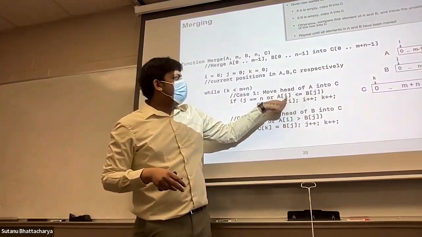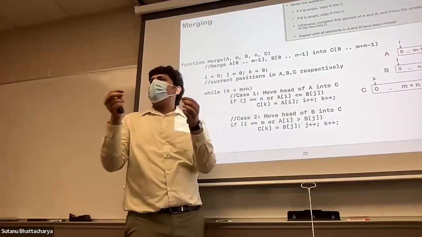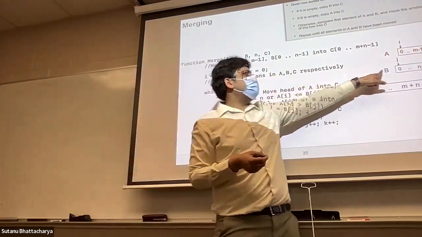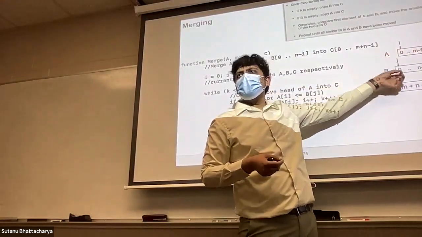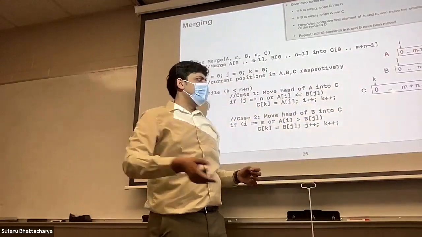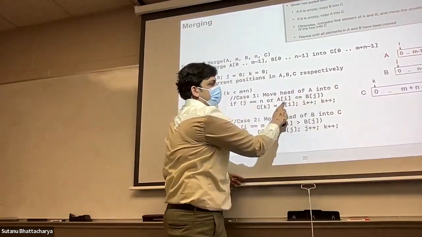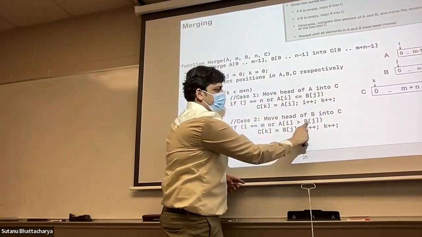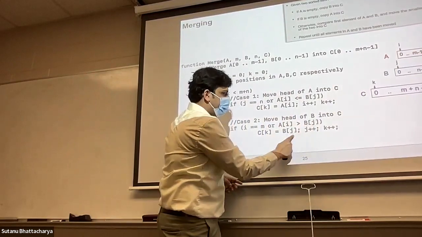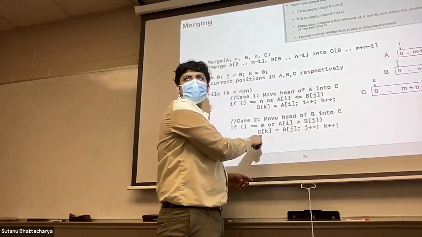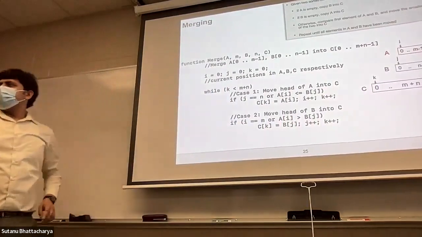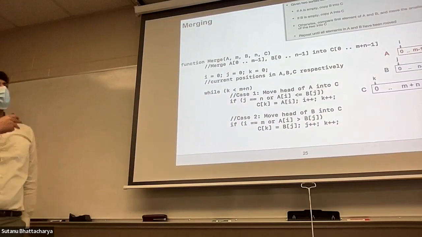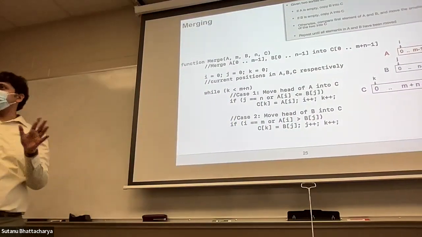Otherwise, you need to compare the head element of every array, the head element of A as well as the head element of B, and whichever is smaller will go to your resulting array. So compare A[i] with B[j]. If A[i] is smaller, then A[i] will go to your resulting array. If B[j] is smaller, then B[j] will go to your resulting array. Okay, so this way you can implement the merging procedure, not the merge sort.